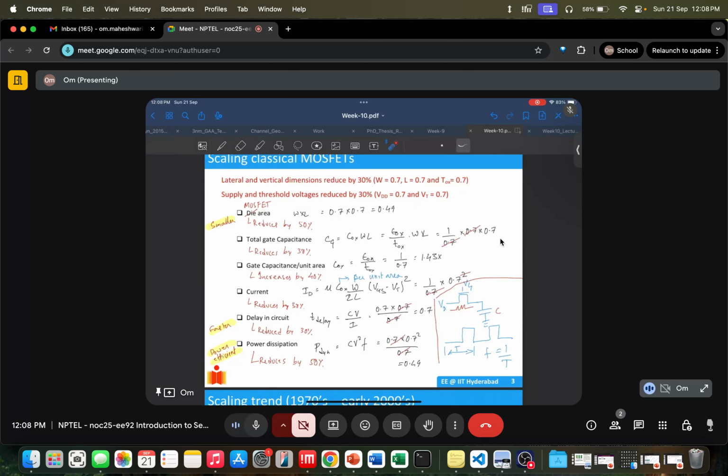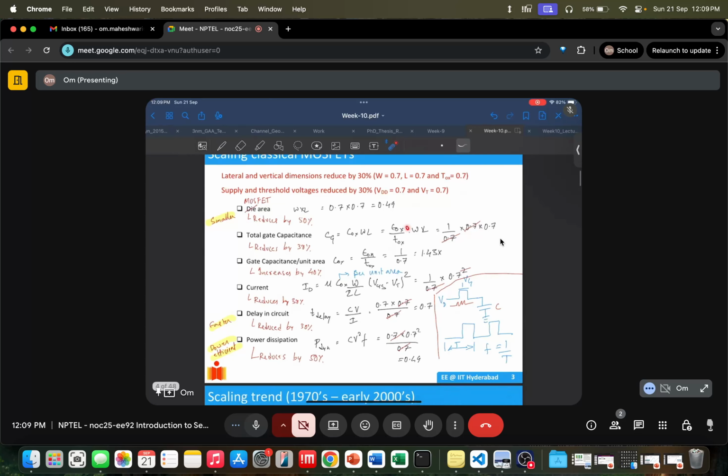Total gate capacitance also reduces by 30%. That is, it scales 0.7 times, which is C ox, epsilon ox by T ox, into WL. So this is 0.7 times, these two are also 0.7 times, these cross. So your total gate capacitance reduces by 30%. The gate capacitance per unit area increases by 40%, which is simply epsilon ox by T ox, which is 1 by 0.7, which is 1.43 times, it increases.